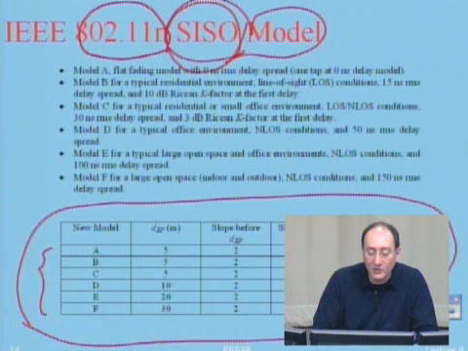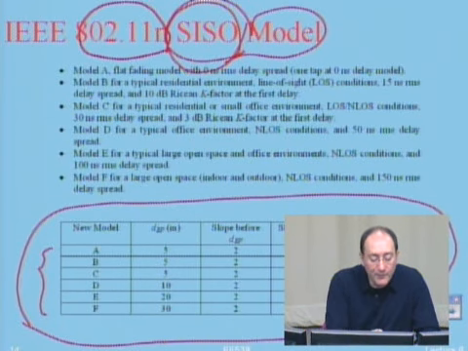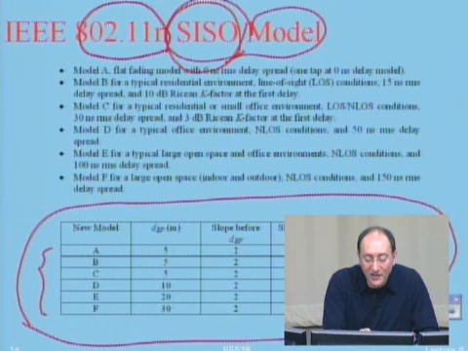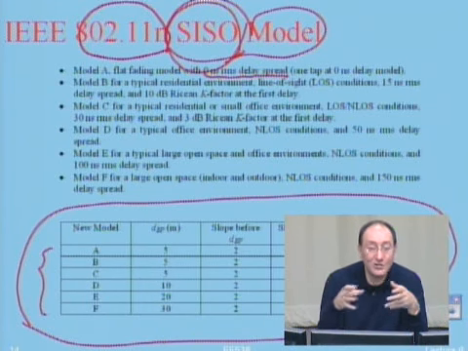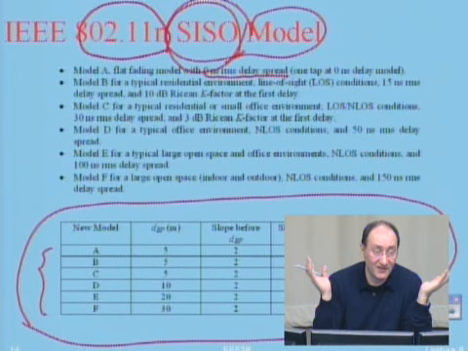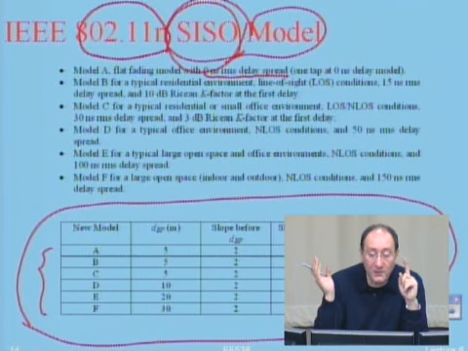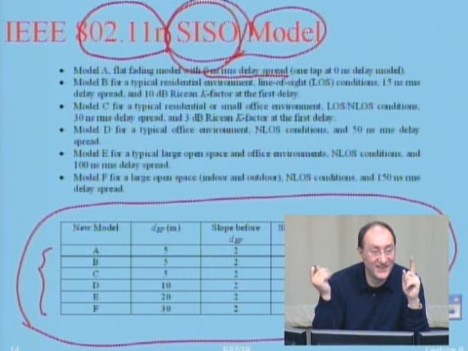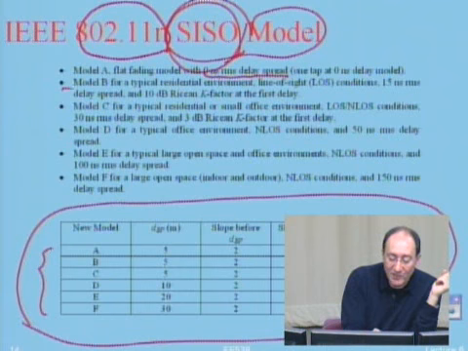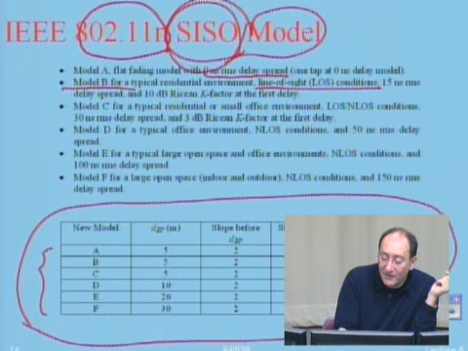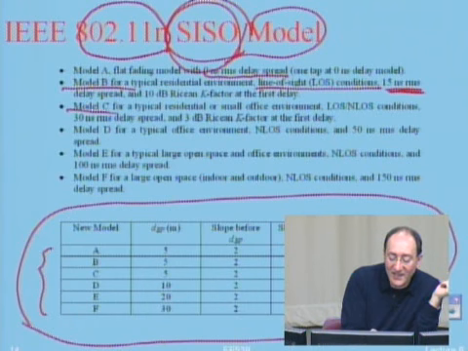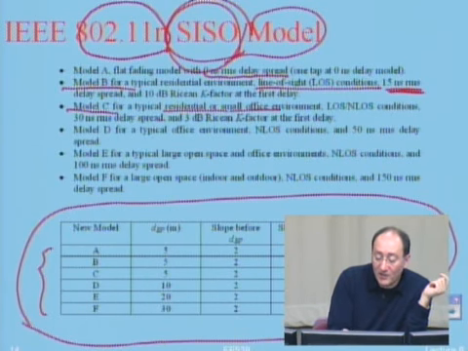Basically now the path loss model. Do you remember the path loss? Model A is a flat fading model with 0 nanosecond RMS delay spread. Okay, what does it show? It shows short distances close to the transmitter and receiver, open areas. Because if I have only one path, I have to be in open space really. Model B. Model B is a typical residential environment. You have line of sight conditions and you have 15 nanoseconds. Okay. Model C. Typical residential, a small office.